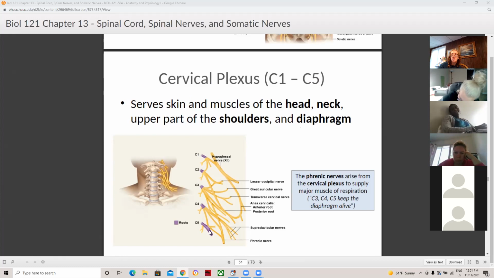The nerve that comes off that innervates the diaphragm is the phrenic nerve. And it comes off C3, C4, and C5. Here it is right here. Coming off here, here, and here. If someone breaks their spinal cord or severs their spinal cord above C3, they're not going to be able to breathe on their own because they lose innervation of the diaphragm.